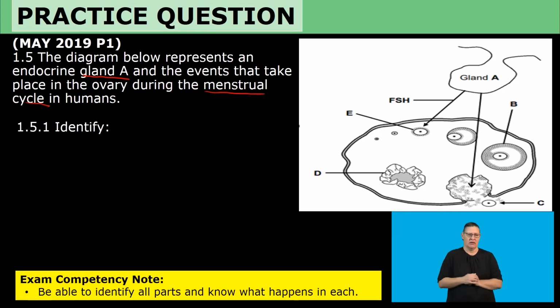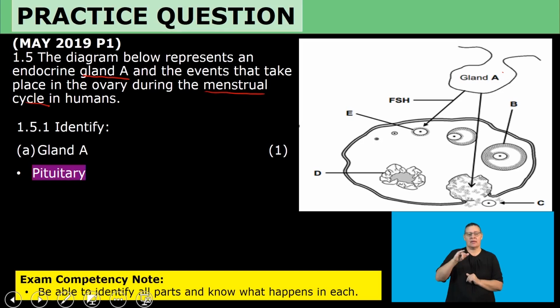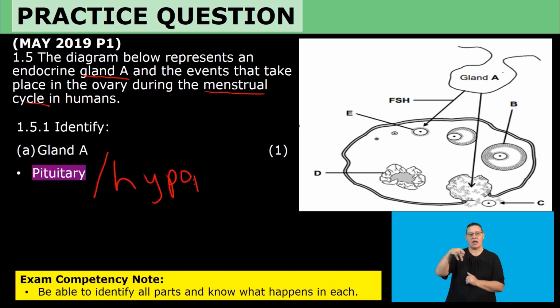1.5.1: Identify gland A for 1 mark. Here is gland A. You need to identify this gland. And it's obviously the pituitary gland. It has got another name that is also accepted, hypophysis. I mentioned that to you as well.